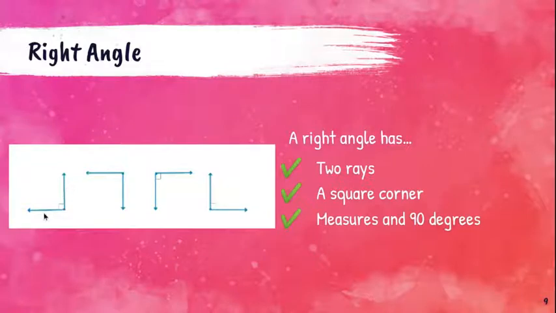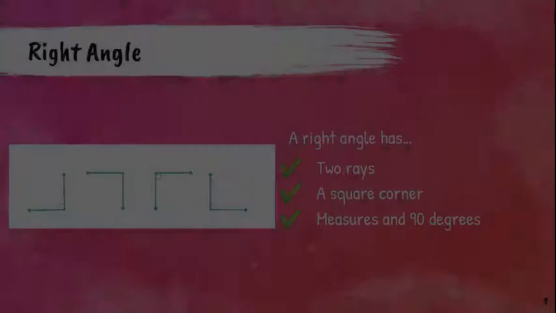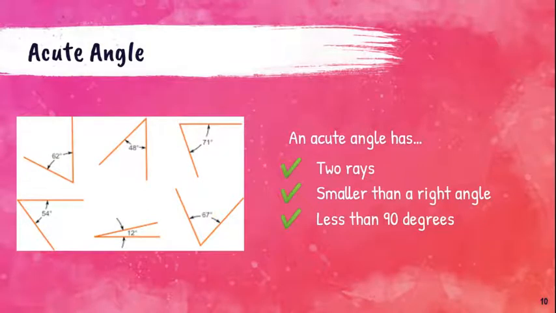So it basically looks like a letter L, right? So you see that letter L here. It's like an L backwards, an L upside down. Kind of looks like that. So if it looks like a letter L and you can make a box with two rays, that square corner, it's a right angle, and it measures 90 degrees.